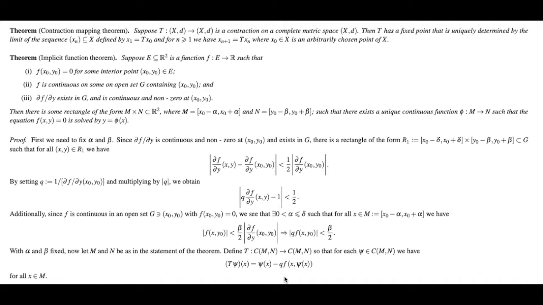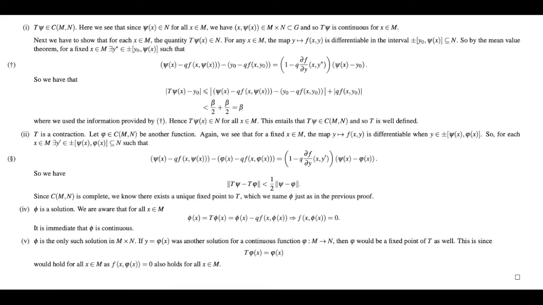Now again we need to verify that this is a well-defined map. We need to check that T psi is in fact a member of CMN. That is, we need to check that T psi is continuous, and that the image of T psi on every x in M lies in N. So that means for all x in M, T psi evaluated at x lies in N, and N is y naught minus beta to y naught plus beta. We now continue with our proof.